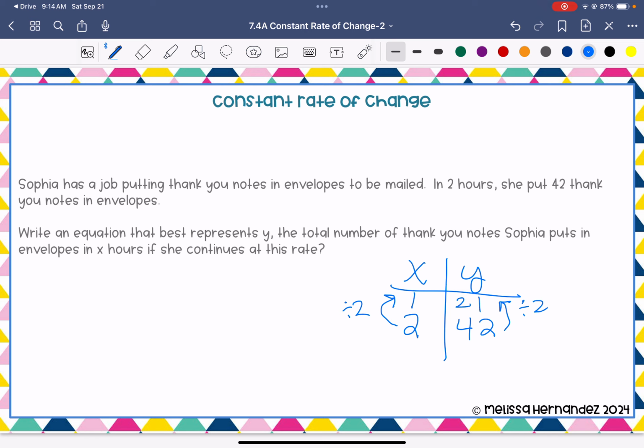So at the rate that Sophia is going, it would be y equals 21x. So every time you plug in 21 and you times it by your x value, which is your input, you will get your y. And in this case, 21 times 1 is 21. 21 times 2 is 42. So we're done. That's a proportional relationship.